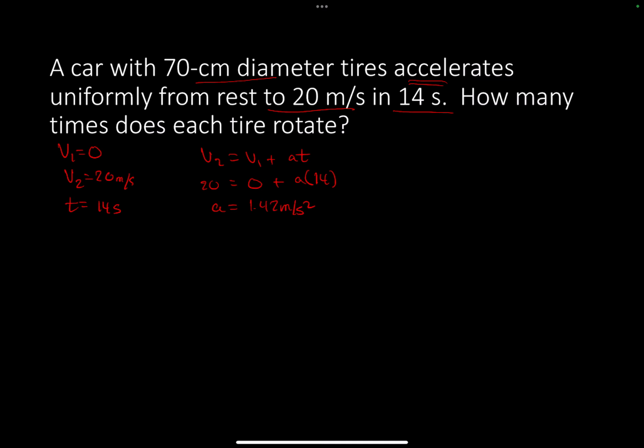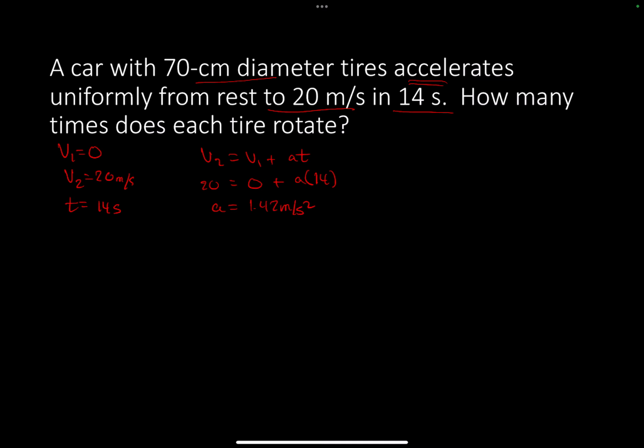Now, what I'm trying to do is find how many times the tire rotates. So what I want to do is convert my acceleration in meters per second squared into angular acceleration. Angular acceleration is the symbol alpha, and that's measured in radians per second squared. So I've got to convert this to this.